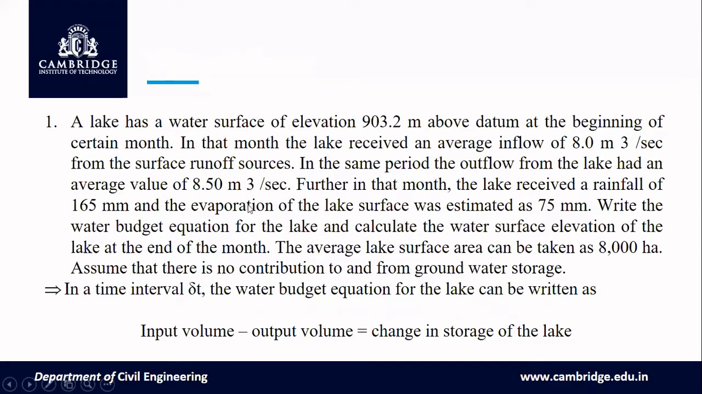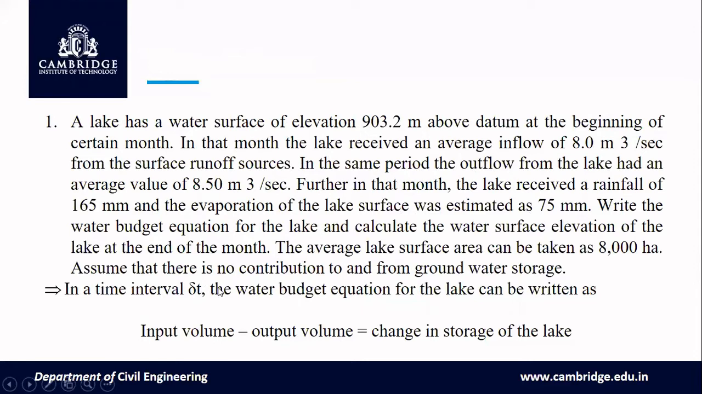The lake receives rainfall of 165 millimeters in that month. Then the average evaporation from the lake surface is estimated at around 75 millimeters. The lake has a catchment area of 8,000 hectares, and the lake surface area is 8,000 hectares.